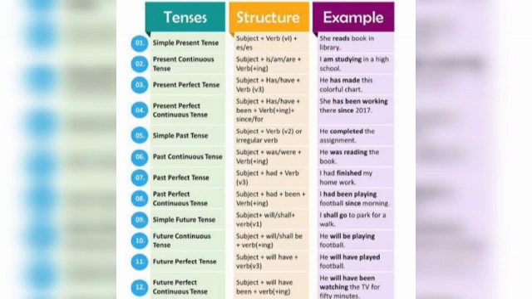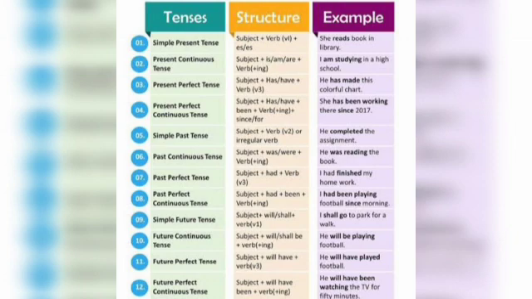The fourth type is present perfect continuous tense. It is used to emphasize the continuing of an action that began in the past and is still going on in the present. Its structure includes subject plus has, have plus been plus verb first form plus ing plus since, for. For example, she has been working there since 2017. Since is used when the starting point is given, whereas for is used when the time duration is given.